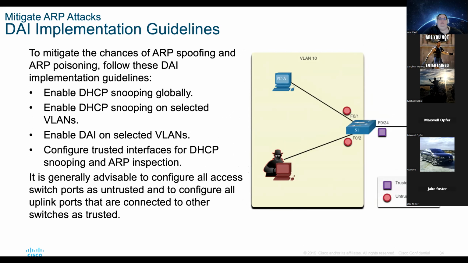So, DAI implementation guidelines. To mitigate the chances of ARP spoofing and ARP poisoning, follow the implementation guidelines: enable DHCP snooping globally, enable DHCP snooping on selected VLANs, enable DAI on selected VLANs, configure trusted interfaces for DHCP snooping and ARP inspection. It is generally advisable to configure all access switch ports as untrusted and to configure all uplink ports that are connected to other switches as trusted.